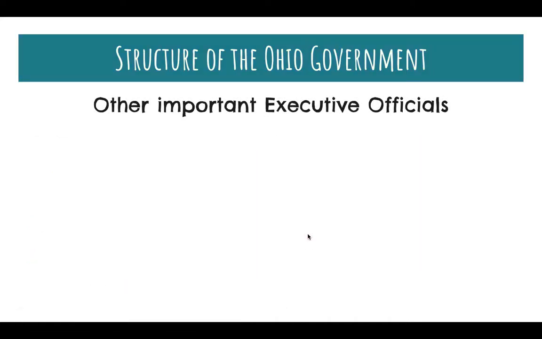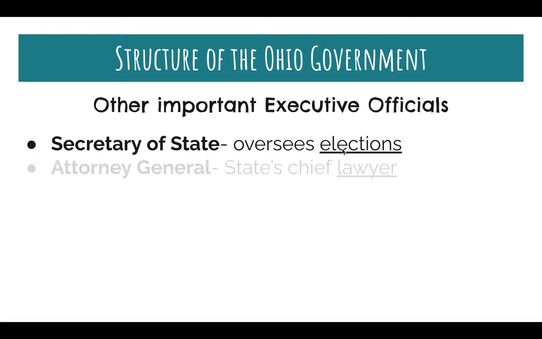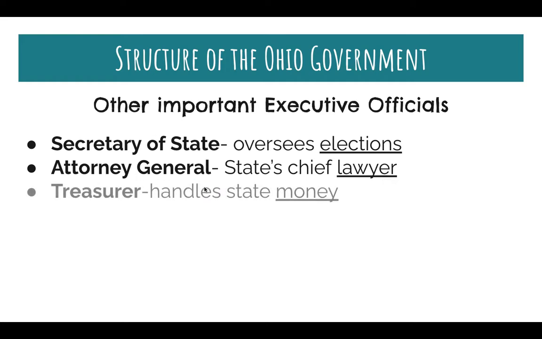Now, there are other important executive officials. I just felt like it was important for you guys to hear who these people are because they pop up and they're on ballots and things like that. So, you have the Secretary of State, and yes, you have one at the national level, but in Ohio, the Secretary of State is going to oversee elections and run elections. We have an Ohio Attorney General, and that is our state's chief lawyer. So if Ohio were to go to court, this Attorney General would represent them.